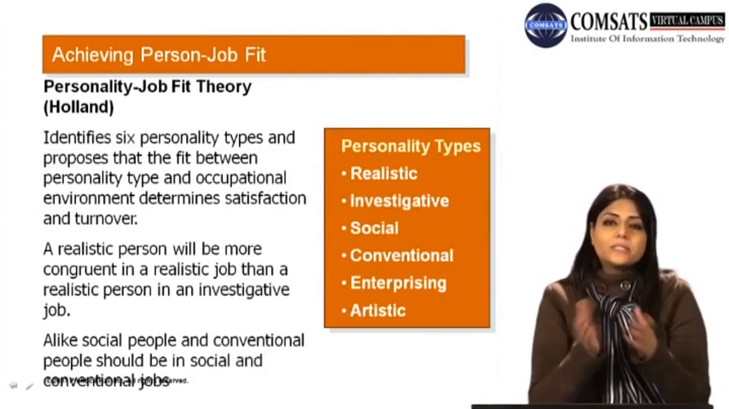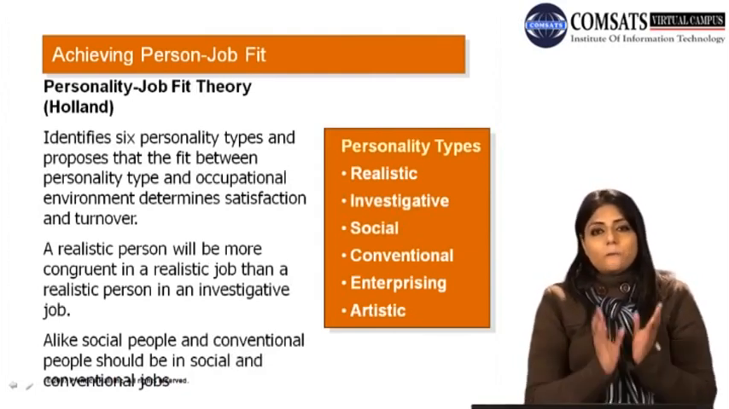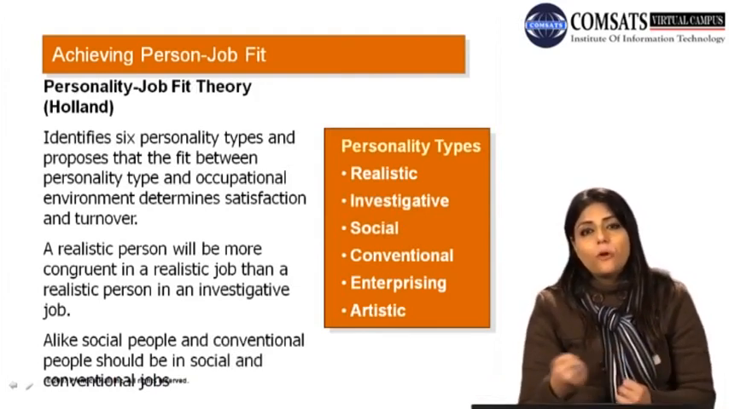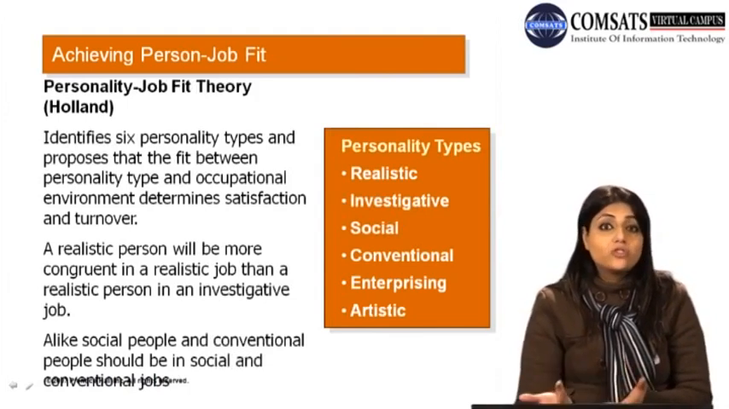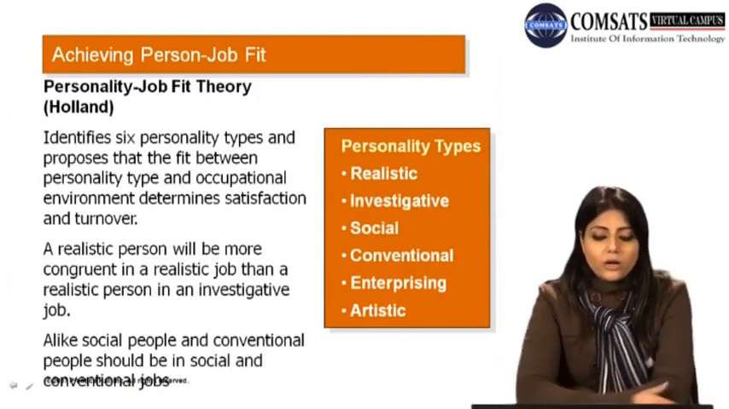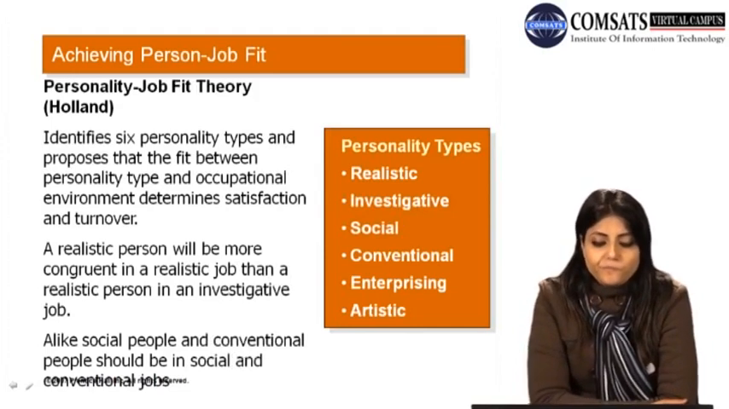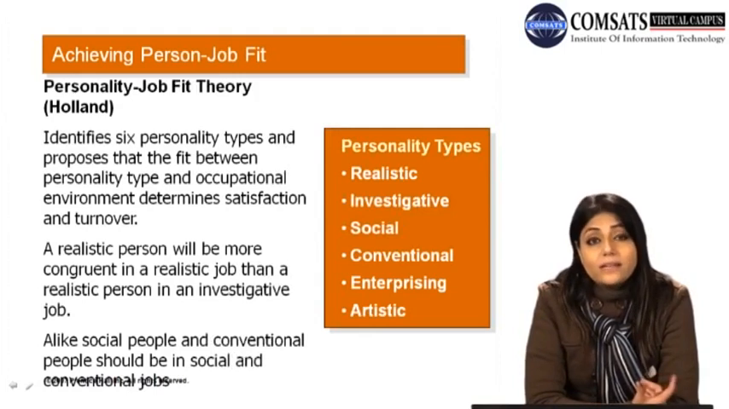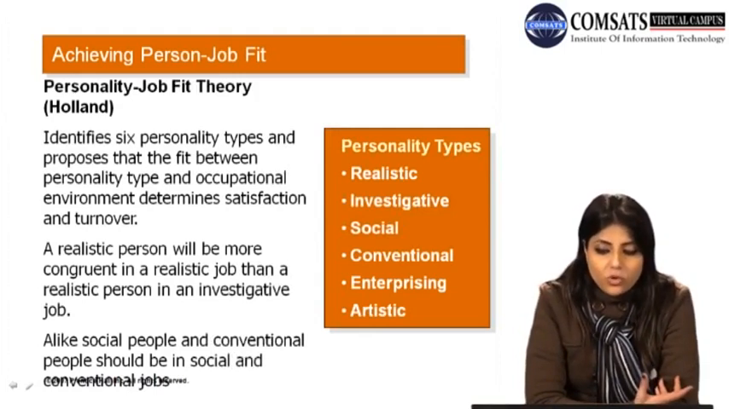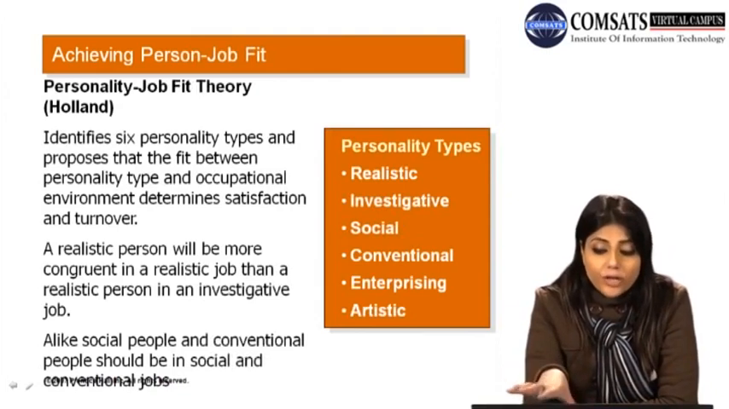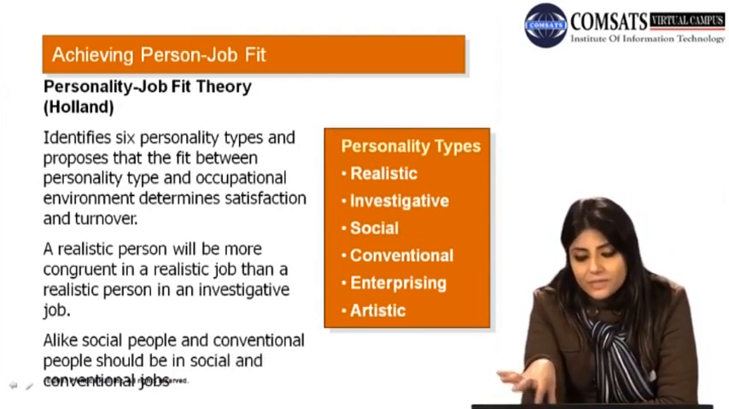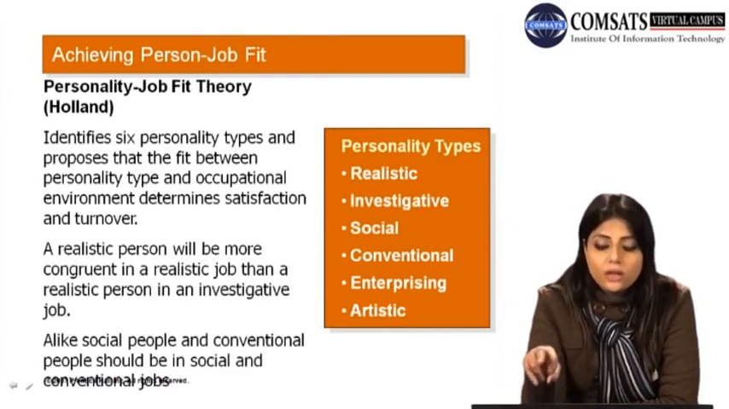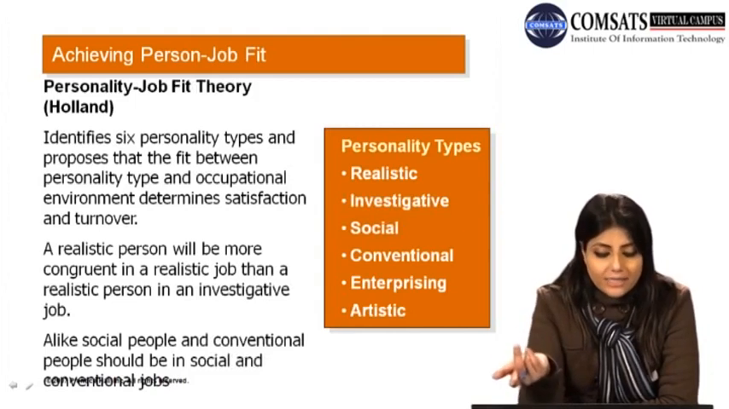So as per this, if the personality of the individual is close to the nature of the job that he has, he is expected to perform better than the individual whose personality does not match his job type. So for example, a realistic person will be more congruent in a realistic job than a realistic person in an investigative job. These are the personality types given by Holland, such as realistic, investigative, social, conventional, enterprising, and artistic individuals.